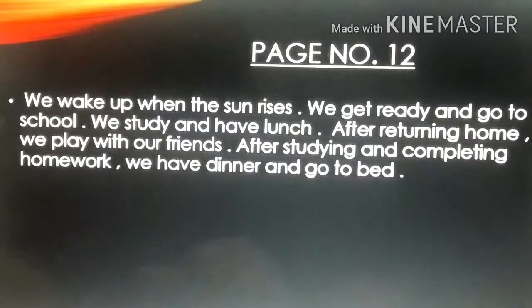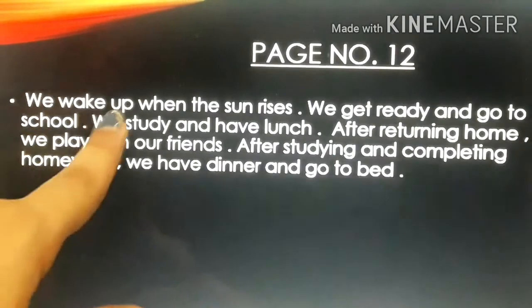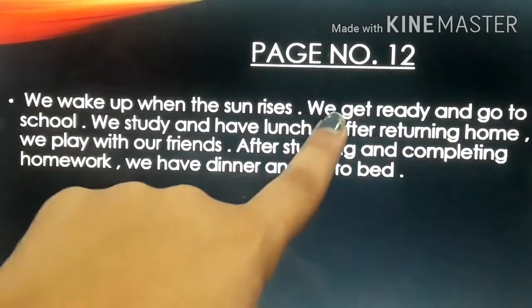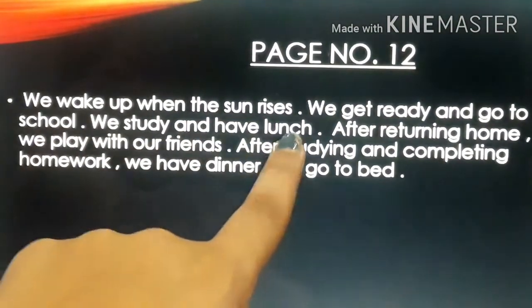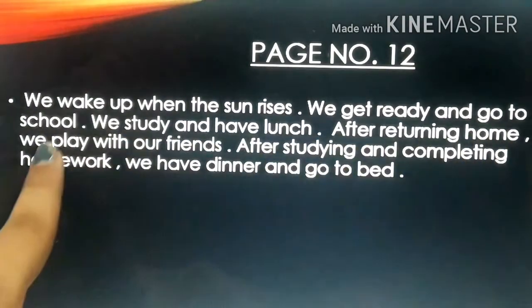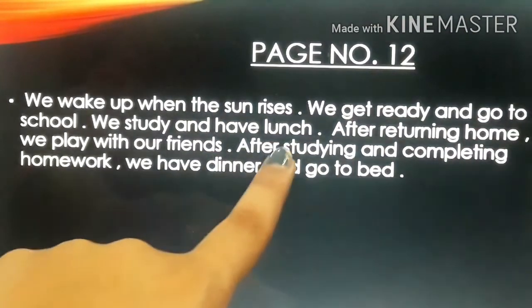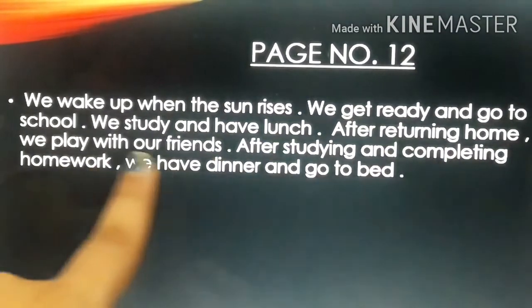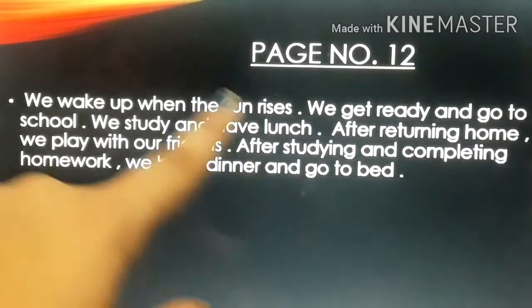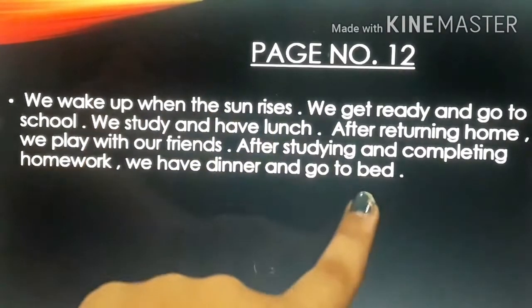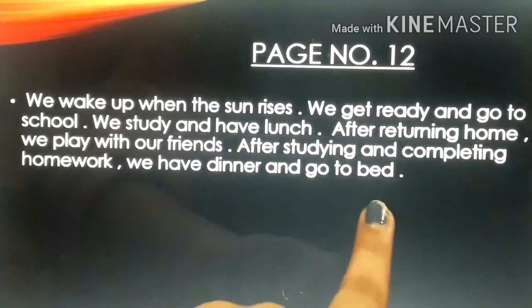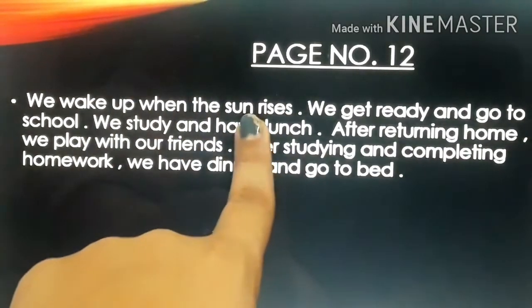Next, on page number 12, you can see here, we wake up when the sun rises. We get ready and go to school. We study and have lunch. After returning home, we play with our friends. After studying and completing homework, we have dinner and go to bed. This is, children, all arranged in sequence, starting from morning till night. It is arranged in sequence, okay?